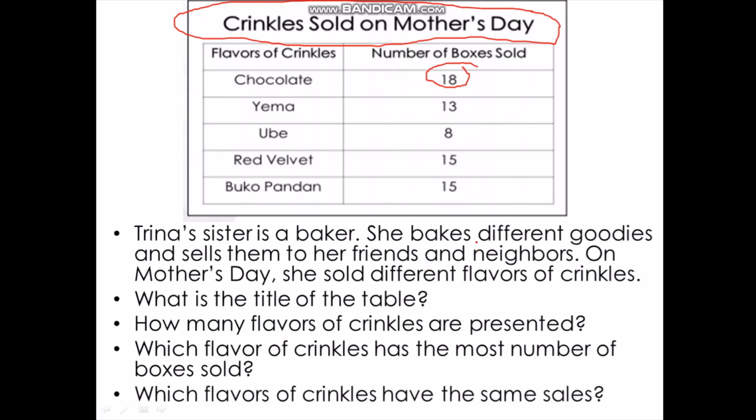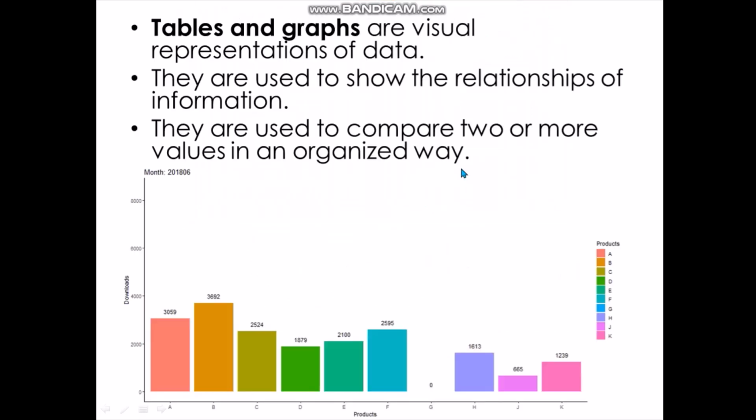Next, which flavors of crinkles have the same sales? Right, it is red velvet and buko pandan. As you can see, they were both 15. So they are the same. They have the same sales.